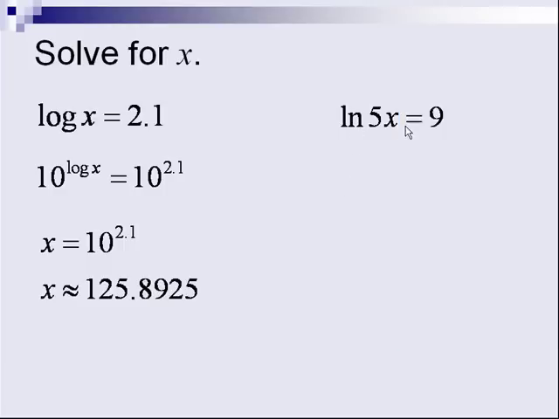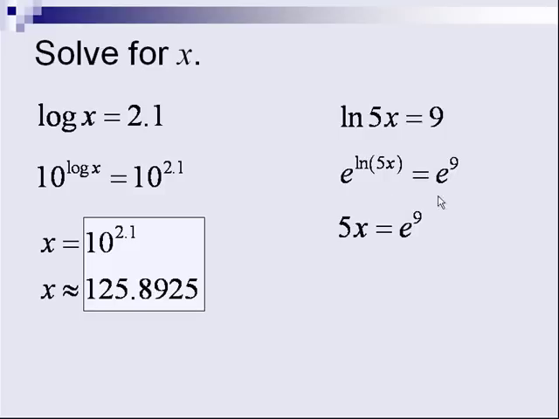Other side here, natural log of 5x equals 9. We're going to do the same sort of thing. Try to get rid of the natural log there by taking both sides as an exponent on that base e. Alright, so if both sides are an exponent of base e, e to the natural log of anything is just that stuff inside the log. So that's just going to reduce to 5x on that side. And then we are left with the e to the 9th on the other side. Alright, so 5x is e to the 9th.